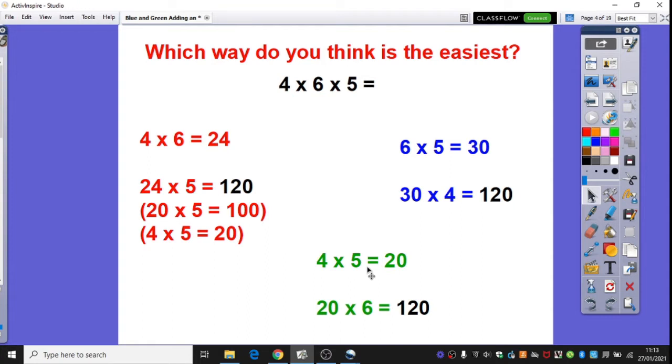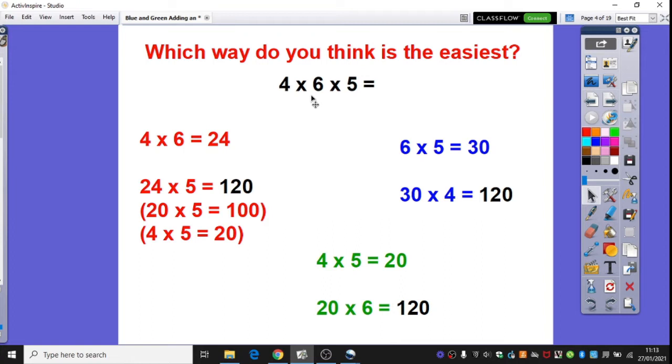When I had a little look at this, my thinking was either this blue one or this green one was the easiest to do. And that's because I've multiplied one of these numbers by 5. Now because these numbers are even, the answer multiplied by 5 was obviously a very nice multiple of 10, where we've got a 0 in our ones column, which made it much easier to do this second multiplication sum. So actually, if you've got three numbers to multiply together, it's a really good idea to start with multiplying the 5 by the even number.